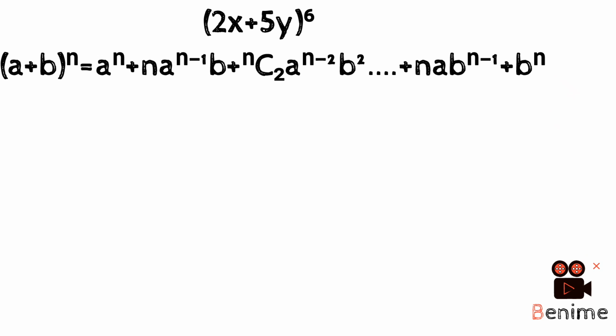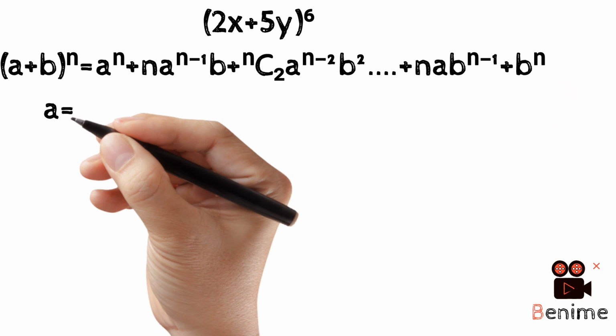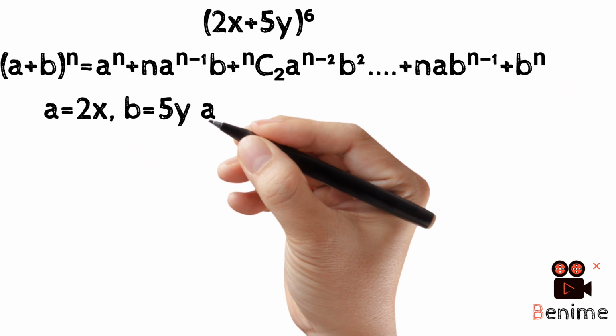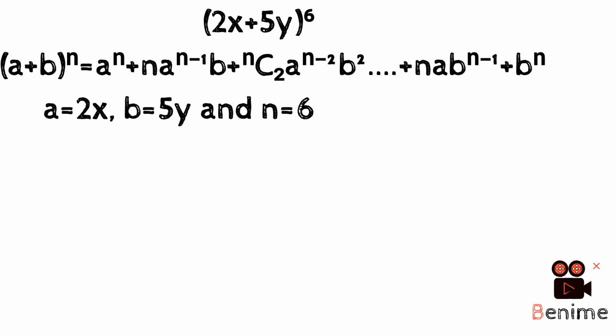So in this case that we have, in this expansion example, a is representing 2x, a is not representing only x, a is representing 2x as a whole, and b is representing 5y. Then the power, which is usually n, now is 6. So you have that a is equal to 2x, b is equal to 5y, and n is equal to 6. So we're going to substitute these values inside our binomial theorem. So anywhere we see a, we put 2x. Anywhere we see b, we put 5y. And anywhere we see n, we put 6.